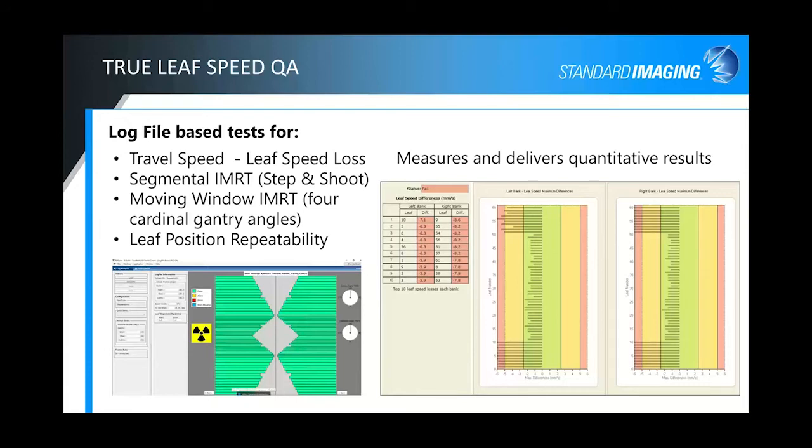The leaf speed test, we utilize log files for this, and the nice thing about our leaf speed test is it's an actual quantitative individual leaf speed test. It's not an average. We don't measure a dose rate and then average that across the leaves for an expected result. We actually do look at each individual leaf, and we report results for those individual leaves.